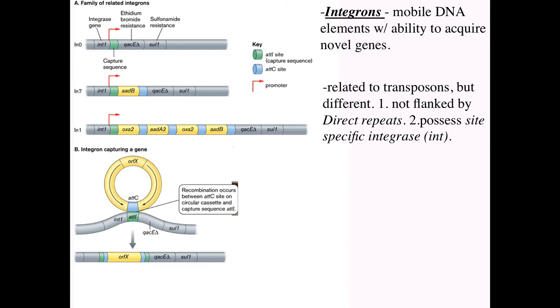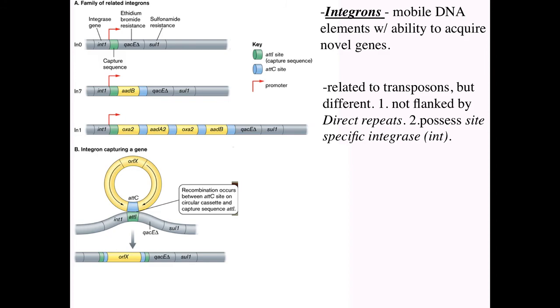I think there are some examples of integrons that have been found in transposons, so they may be being moved passively, not under their own control. But since they have the ability to move DNA into themselves to acquire foreign DNA, we're going to classify them as a mobile DNA. They have some similarities to transposons, but they're not flanked by direct repeats.